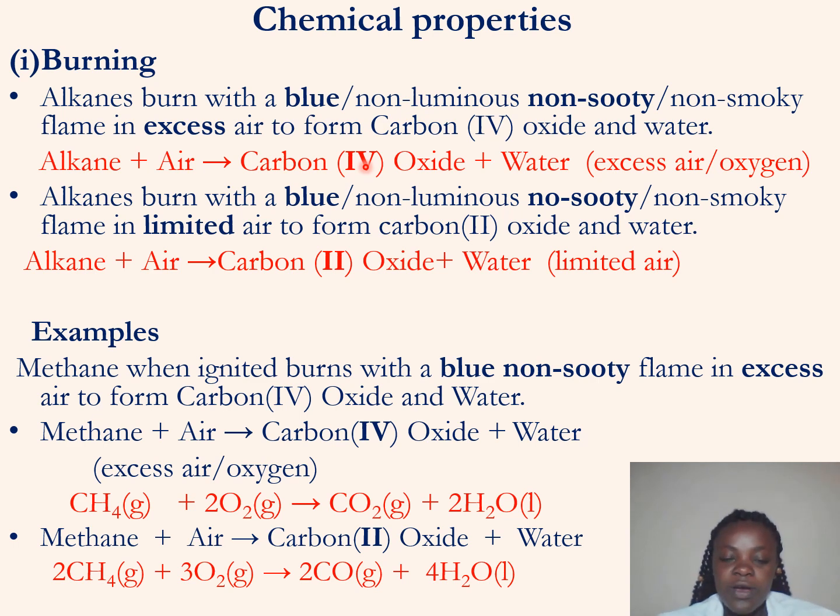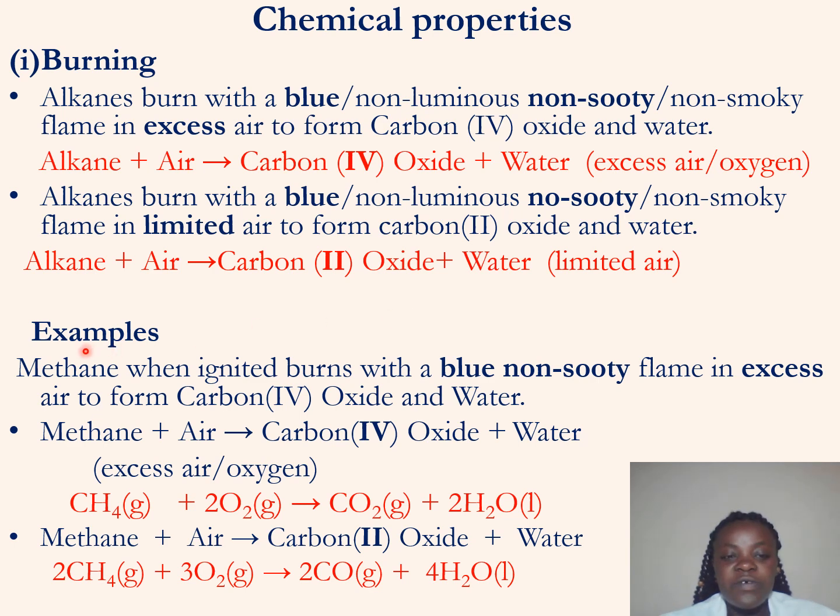In excess air or in excess oxygen, they will give us carbon dioxide plus water as the products. But in limited supply of air or oxygen, we are going to get carbon monoxide. Both in limited and excess supply of air, the flame is non-luminous, so we are going to see the blue flame.